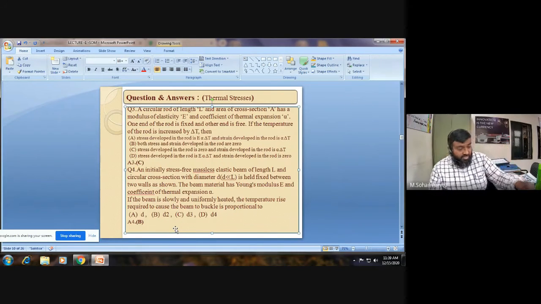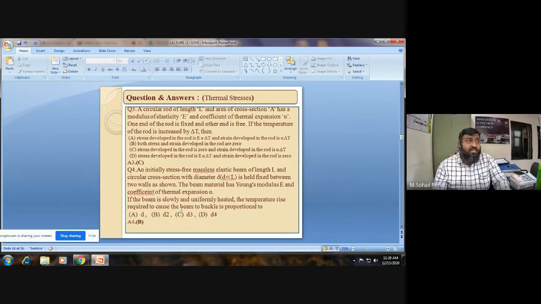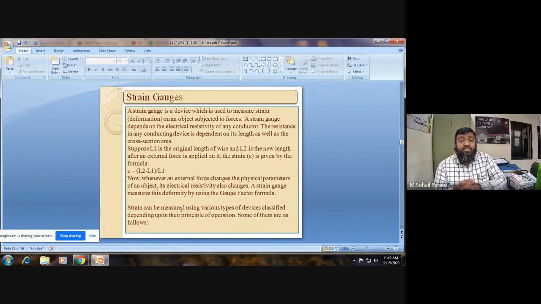So I hope you have got a brief insight of this particular topic, that is thermal stress. Now we shall move to the next topic of today's lecture, that is strain gauges. Now, what is strain, and how would you measure strain? This is very important. As far as the definition of strain is concerned, we are much aware that it is the change in dimension upon original dimension.